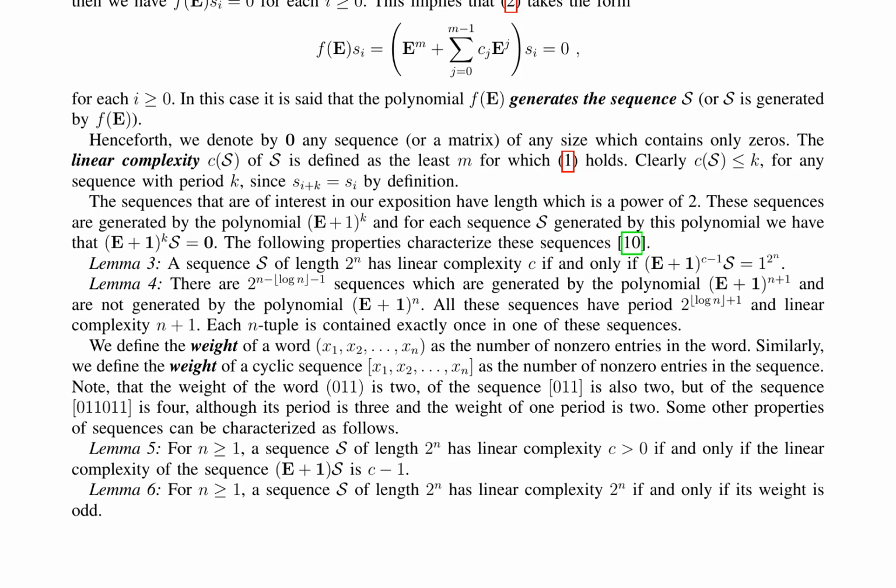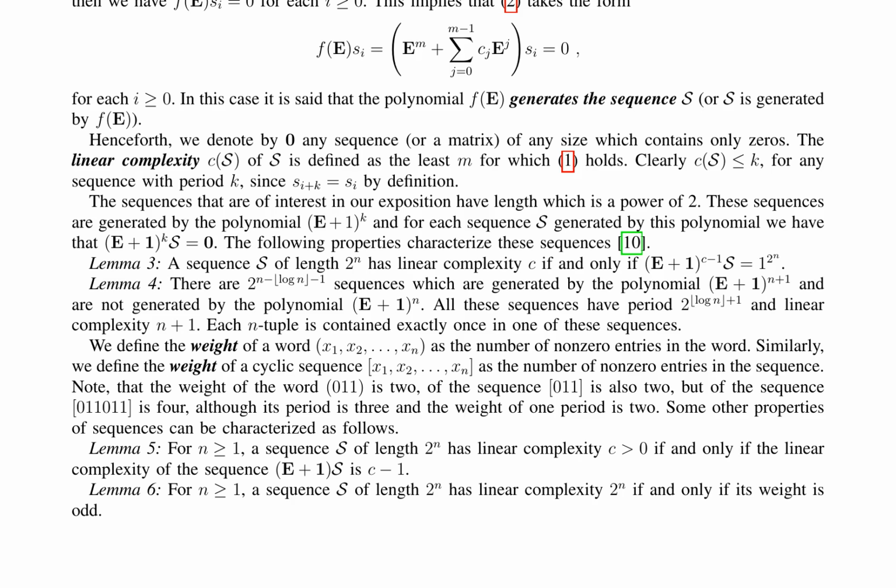The sequences of interest have lengths that are powers of 2 and are generated by the polynomial (E+1)^k, where (E+1)^k S equals 0. Two properties of these sequences are characterized by lemmas 3 and 4. Lemma 3 states that a sequence S of length 2^n has linear complexity c if and only if (E+1)^(c-1) S is not 0 and (E+1)^c S equals 0.